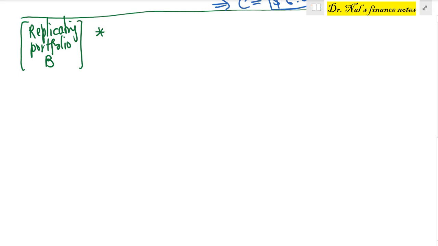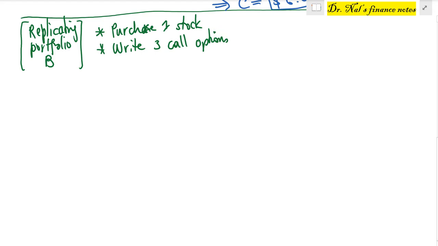Let me first write down the numbers, and then let's explain where those numbers came from. So I will again purchase 1 stock, and I will at the same time write, not purchase, but sell, write 3 call options. And let's investigate again the binomial tree.